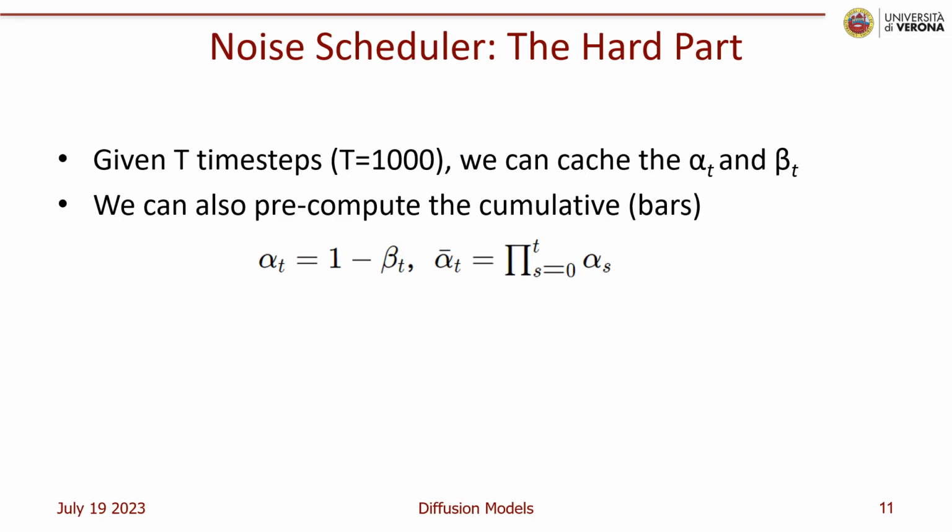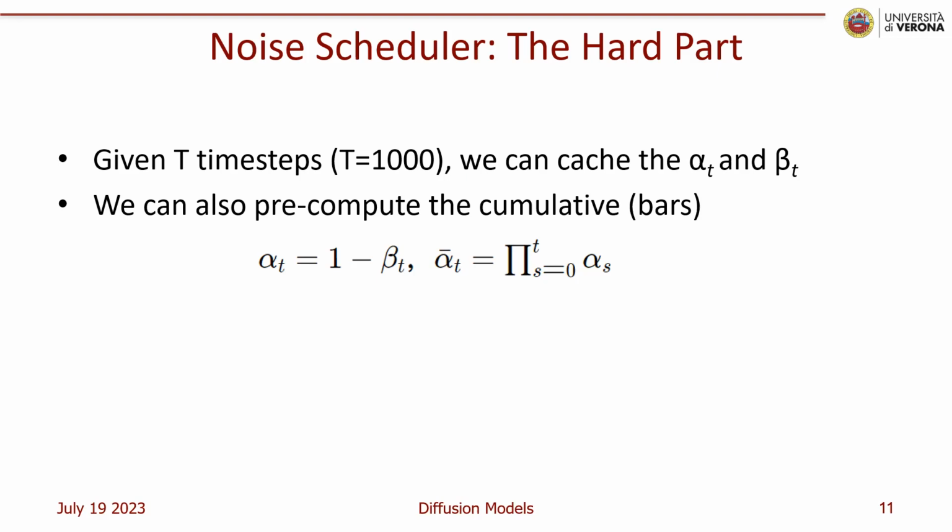Alpha t is just 1 minus the variance at step t, and alpha bars are just the cumulative products of all the alphas that came before that step. So for example, alpha bar 2 is alpha 0 times alpha 1 times alpha 2, okay? What this allows us to do is to cache and pre-compute all these alphas, because since they're independent of the input, they are predefined and just depend on the scheduler. Once we start a training procedure, we can decide which scheduler we want, and then we can pre-compute all the alphas, the betas, and the alpha bars. And so we need to make this calculation only once.